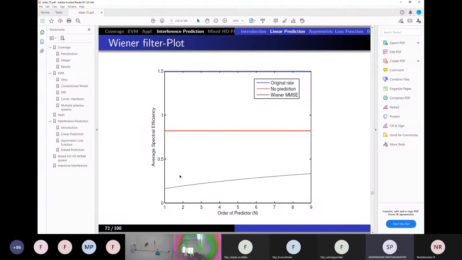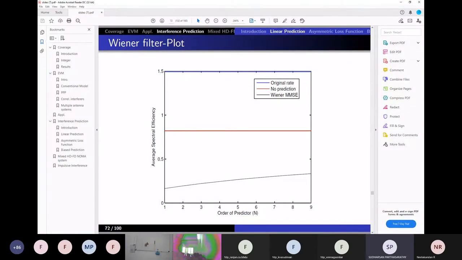The reason for this is that the objective of Wiener is very different. I told you what our objective is: to somehow maximize the achievable average rate that is possible. But Wiener's objective is very different. It tries to minimize the mean squared error. It doesn't care whether your predicted interference power is greater than the original interference power or less than it. That doesn't matter to Wiener. So Wiener is not something we should use for our problem.